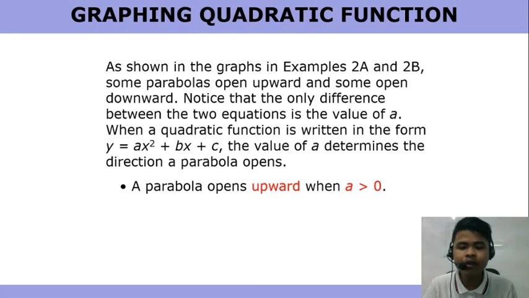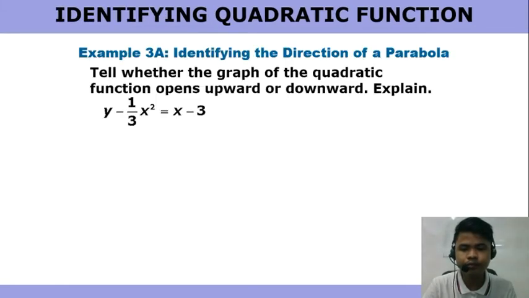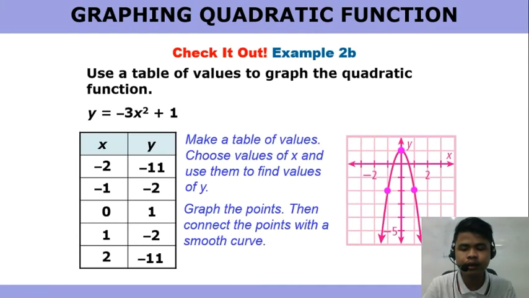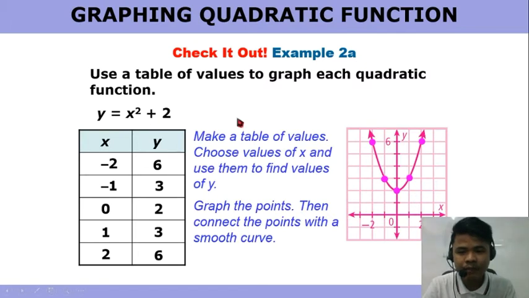Okay. A parabola opens upward when a is greater than 0. Okay, ganito siya. Kapag positive yung a, it opens upward. Okay, a parabola opens downward when a is less than 0. Okay, kapag ang a negative, it opens downward. Okay, kagaya ng kanina. Okay, let's go back. A is negative, that's why downward yung opening ng parabola. Okay, dito, a is positive, that's why upward yung opening ng parabola.